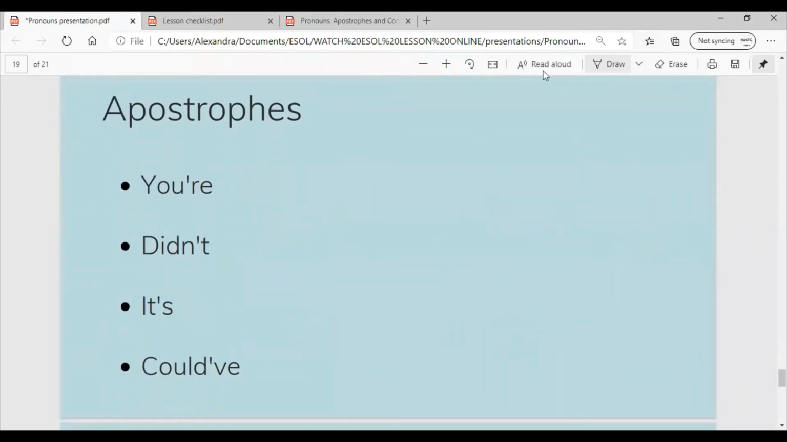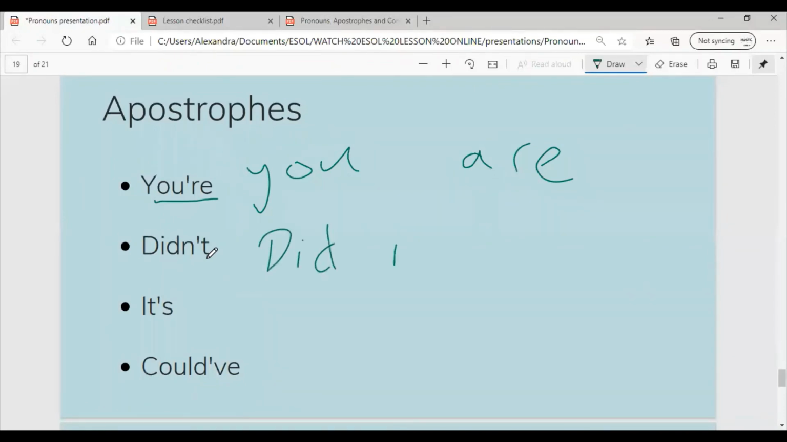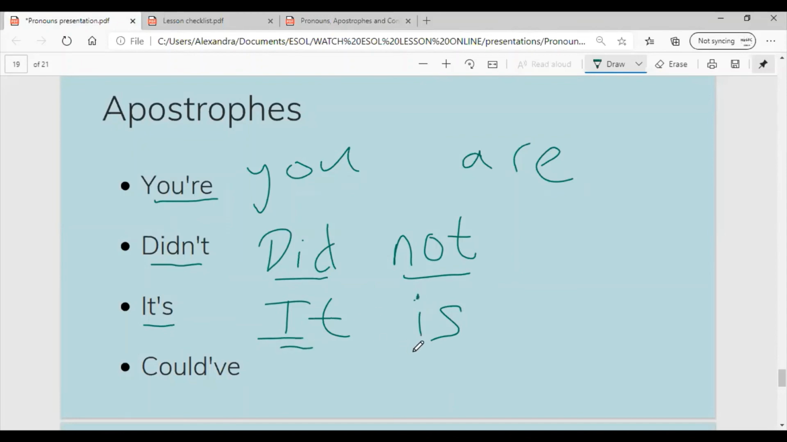Here are a few other common examples. So I'm going to try and write this out. Hopefully it goes okay. We've got "you're". So "you're" would become "you" and "are". Okay, so you see how "you are" has become "you're". And then "didn't" would become "did not". So you see we've got the separate words, "did" and "not", from "didn't". From "it's", we've got "it is". So we've got two words.